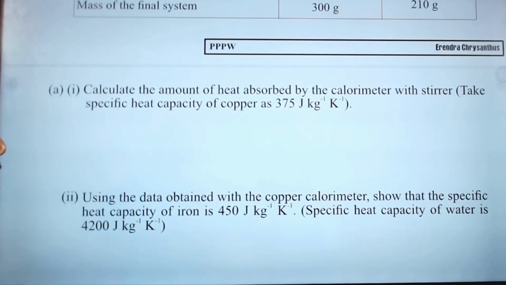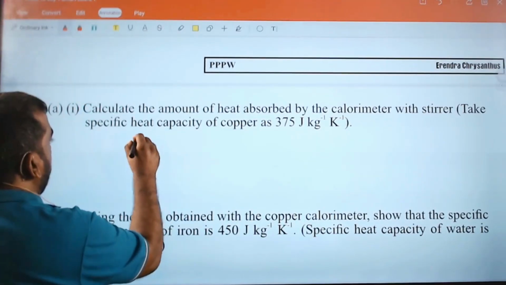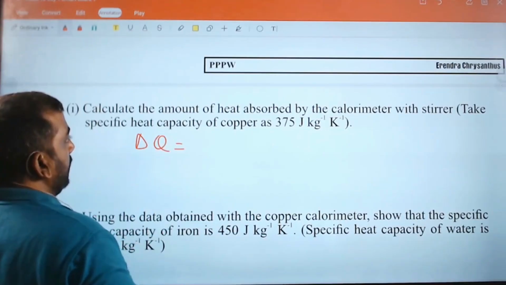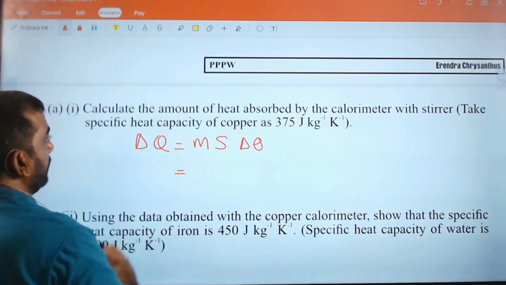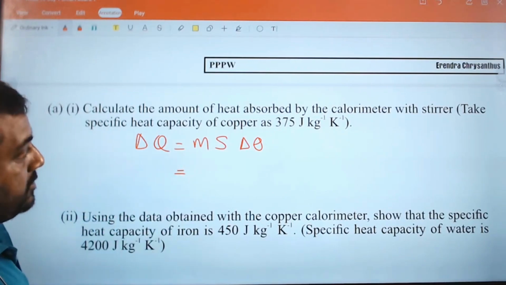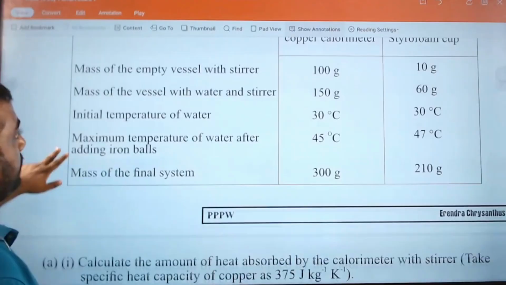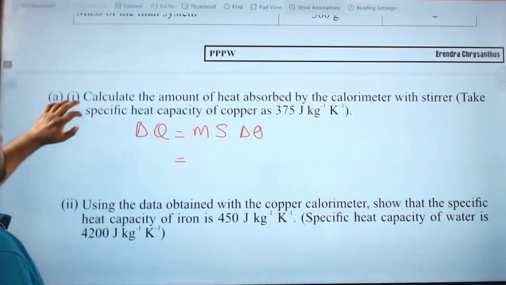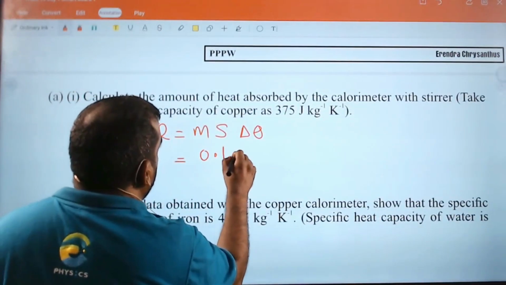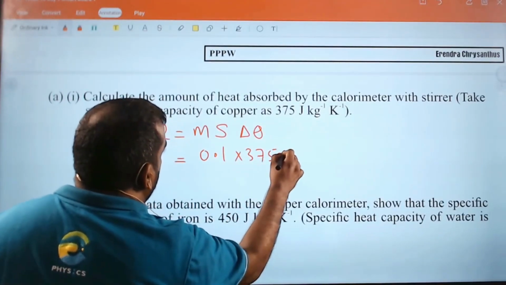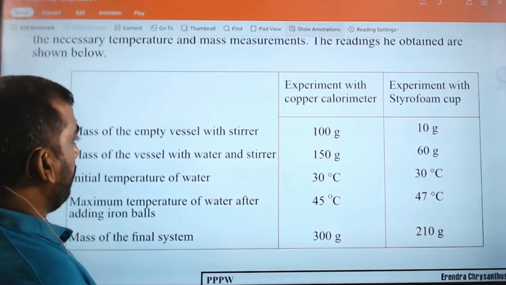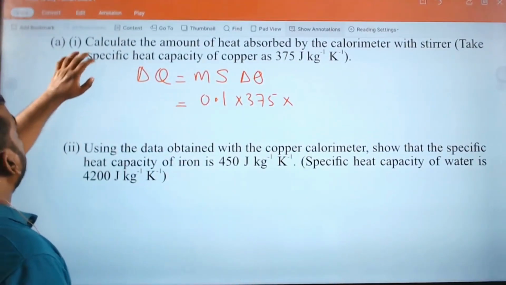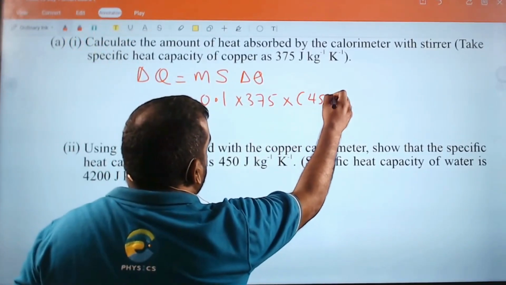Calculate the amount of heat absorbed by the calorimeter with stirrer. So heat absorbed, delta Q, equals M, specific heat capacity, delta theta. Heat absorbed by the calorimeter with stirrer: 100 grams, copper 375, change in temperature is 45 minus 30.